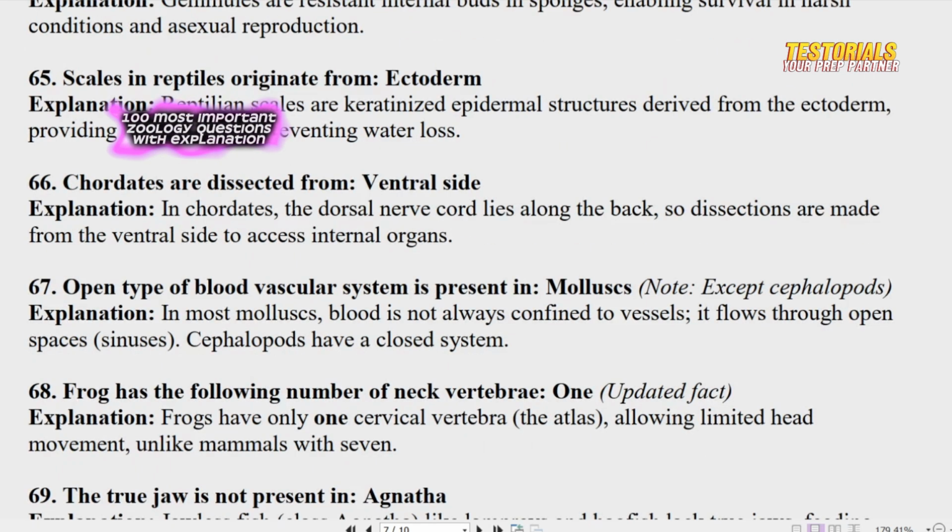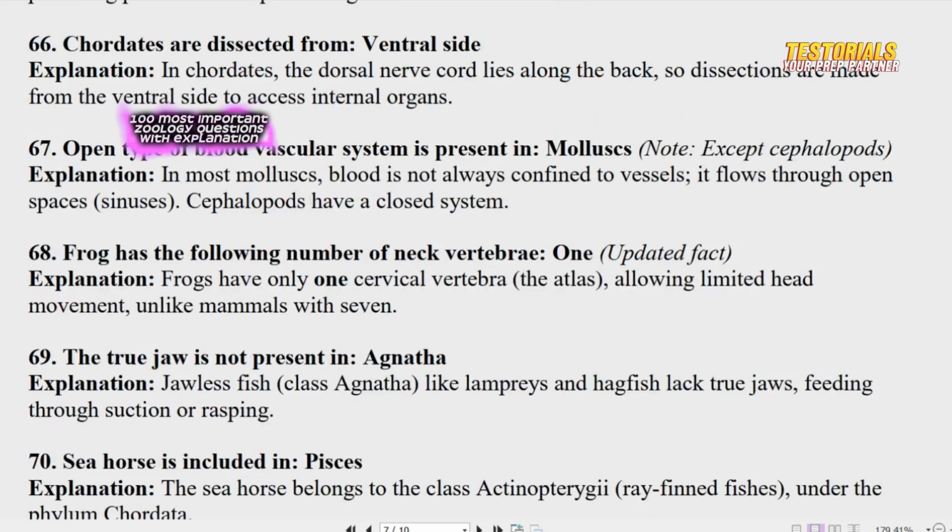66. Chordates are dissected from the ventral side. Explanation: in chordates, the dorsal nerve cord lies along the back, so dissections are made from the ventral side to access internal organs.